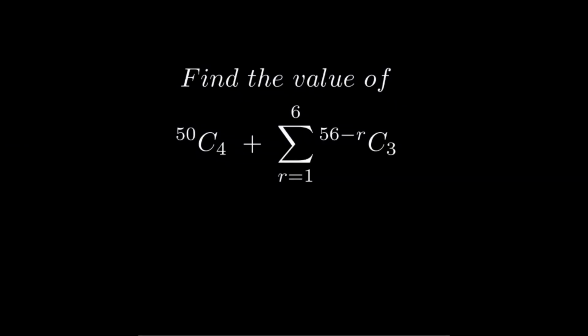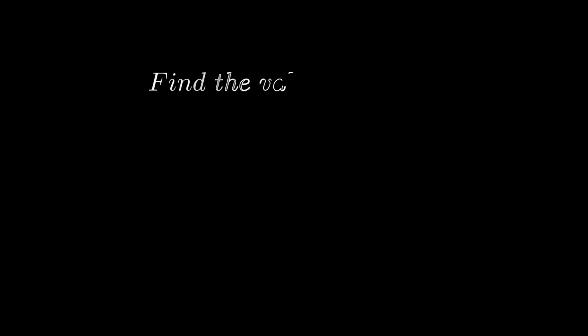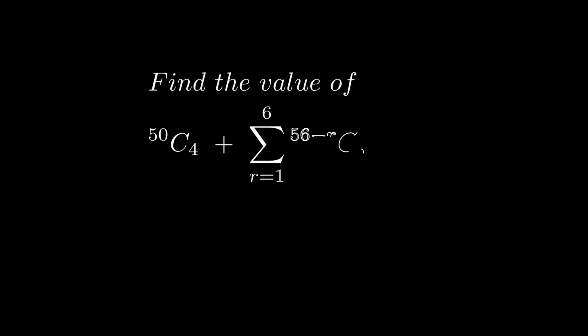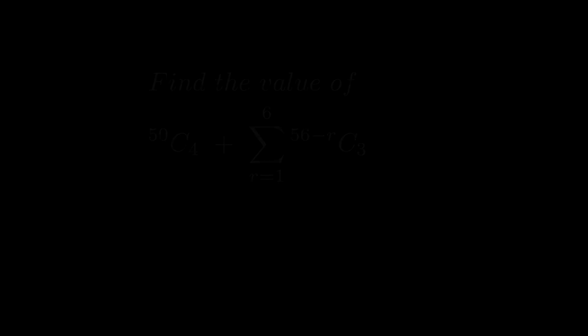So how do we approach this problem? Let's look at 50C4 plus sigma r equal to 1 to 6 of (56 minus r) C3, right? So to approach this one, let's expand it. First 50C4 plus, for r equal to 1 to 6, that is 1, 2, 3, 4, 5, 6. So let's write this one in detail.